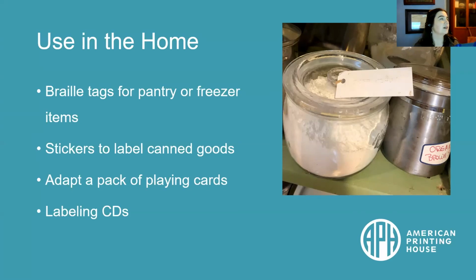Let's see. Stickers to label canned goods. I also put the stickers on magnet strips so I can reuse the magnet. If you have a can of tomatoes, you take it off, you stick it on the refrigerator, and then you have a shopping list. I am now out of tomatoes. I already talked about adapting a pack of playing cards, but we like to play games and that comes up a lot. And labeling CDs or books or DVDs, all of those sorts of things.